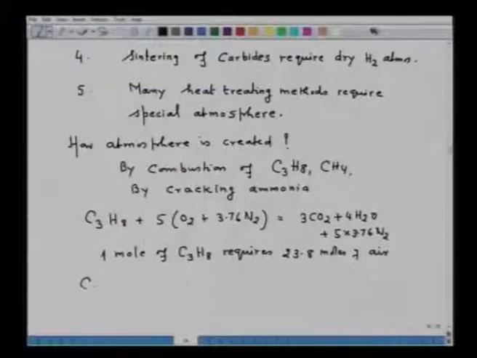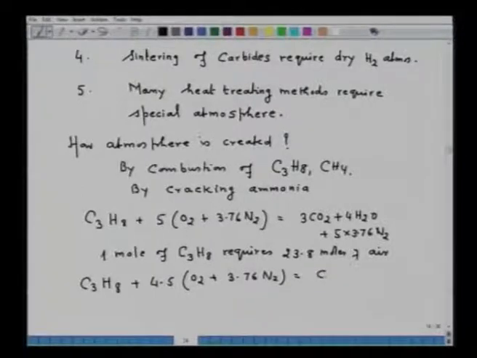So, for that case, if we take say C3H8 and combust it with 4.5 O2 plus 3.76 N2, then I will be getting CO plus 2 CO2 plus 4 H2O plus 4.5 into 3.76 N2. So, this is what my atmosphere will consist of if I take less than the stoichiometric amount of air.